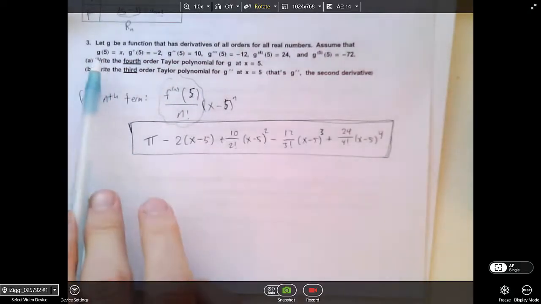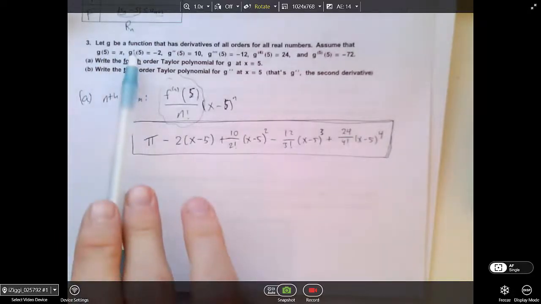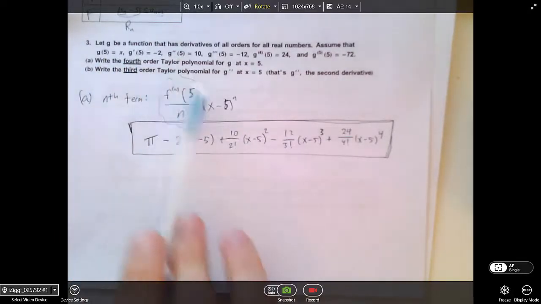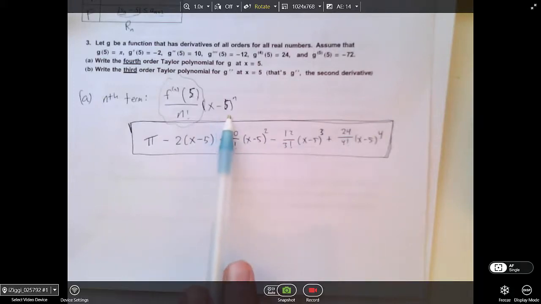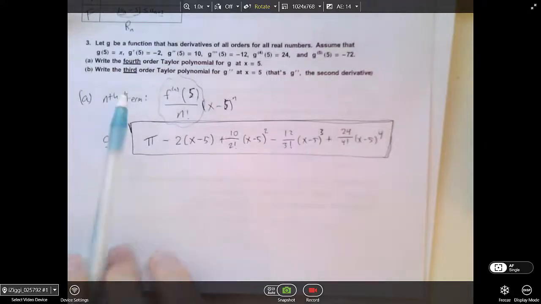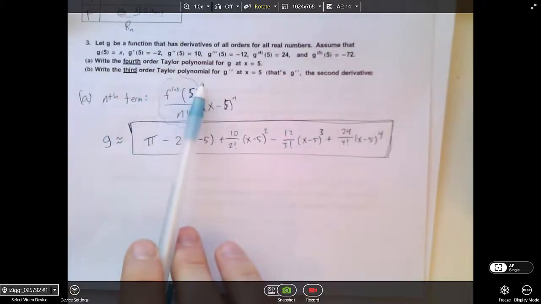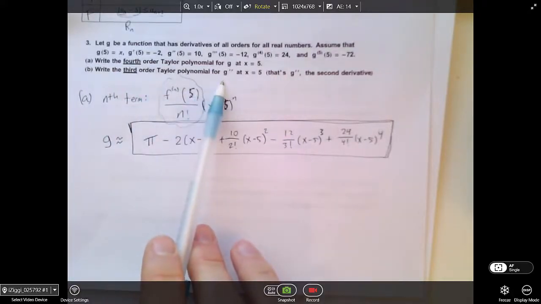All I did was I just took what is g of 5, what is g prime of 5, what is g double prime of 5, and so on, and plugged those in as my derivative values up here. And then for each term, I divided by n factorial for whatever the term was. So there's 2 factorial, 3 factorial, 4 factorial. And then I have x minus the center to the nth. So there we go. So part B asks for the third order Taylor polynomial of the second derivative of g.